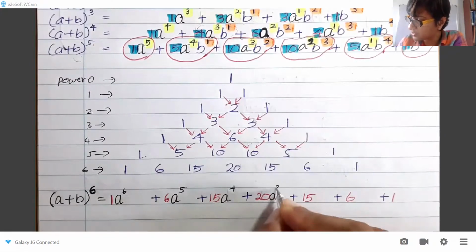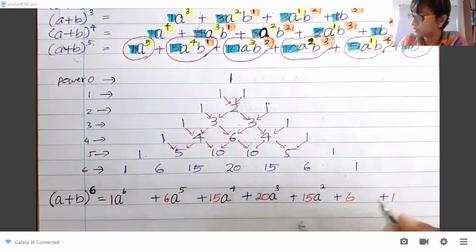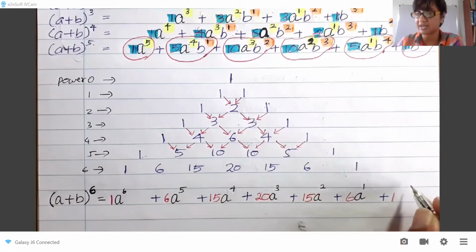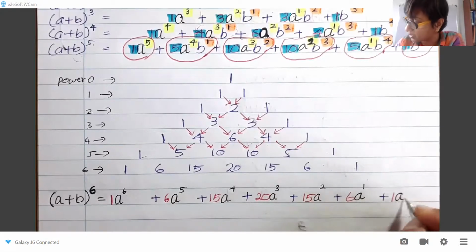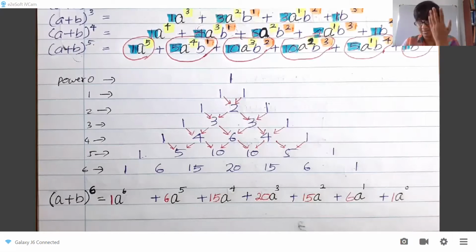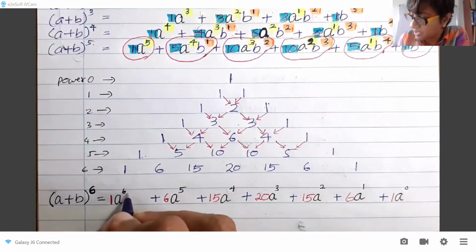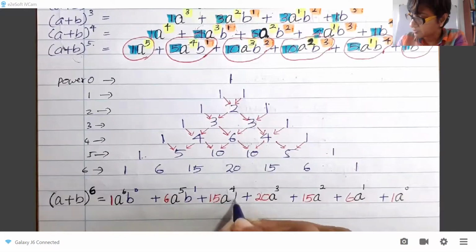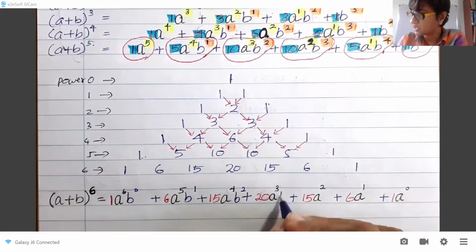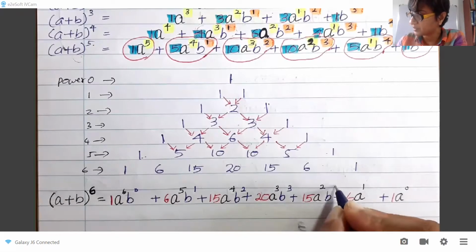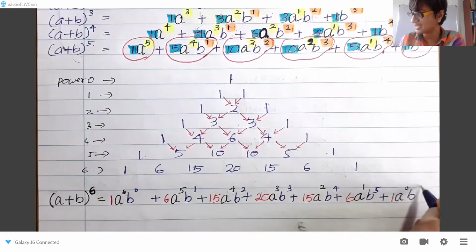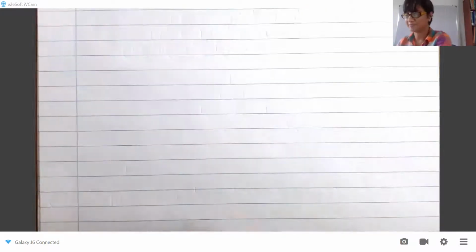A to the power of 3, A to the power of 2, A to the power of 1, A to the power of 0. Let's write it. A to the power of 0 means just nothing, 1. That's just 1 again. And then if you fill out the powers of B, you start with B to the power of 0, B to the power of 1, B to the power of 2, B to the power of 3, B to the power of 4, B to the power of 5, and B to the power of 6. You wrote the expansion.